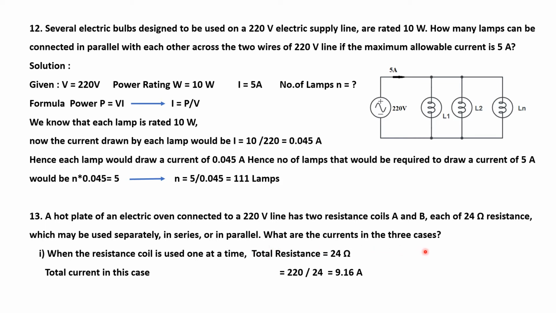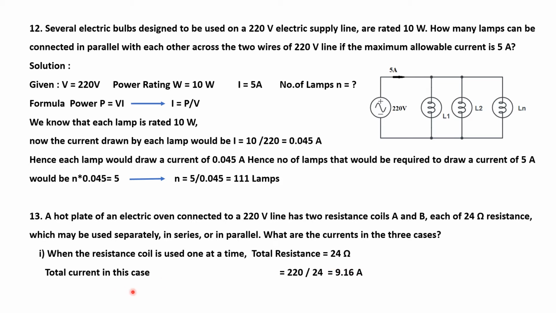So the electric oven can be used in three combinations, that is with one coil at a time, or the two coils in series, or two coils in parallel. So we need to find the current in all the three cases. First we will take if the coil is used one at a time. When the coil is used one at a time, the total resistance will be 24 ohms.